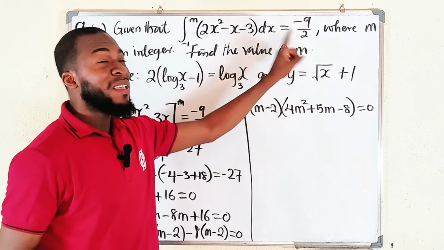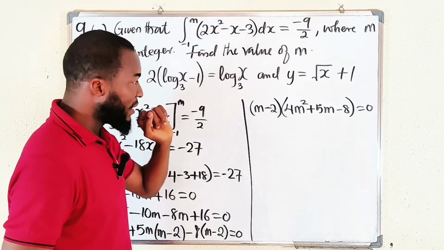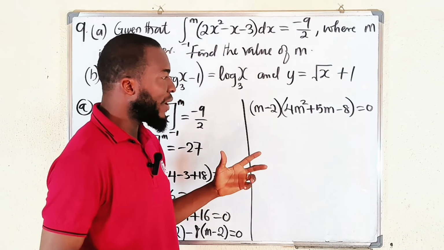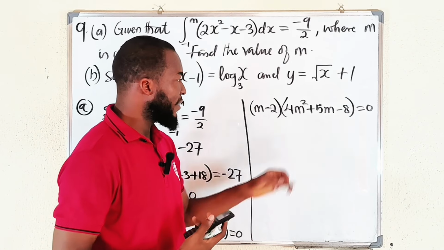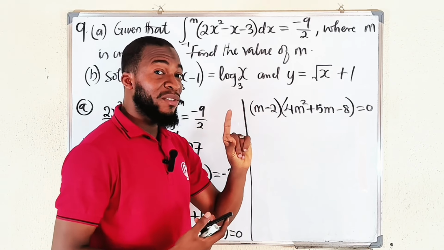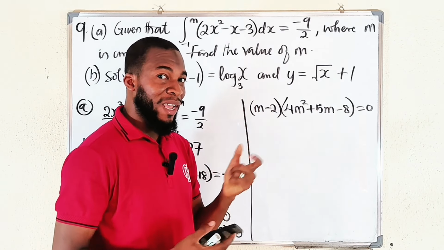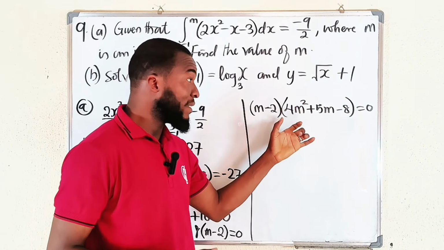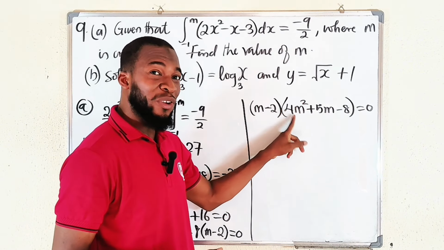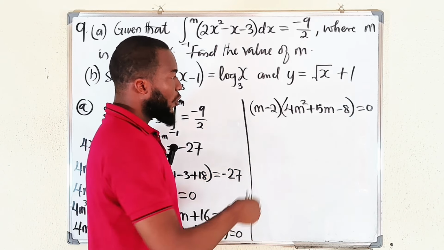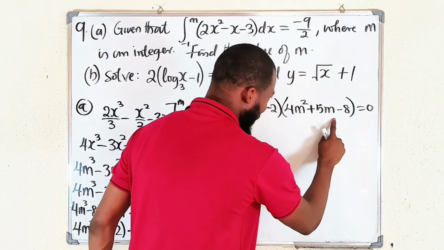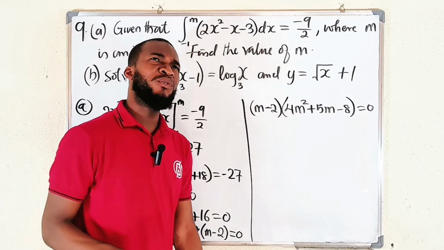Remember, they say that m is an integer. We're only looking for an integer m. We have a solution here, but not an integer. If you want to confirm, find the discriminant. If the discriminant is a perfect square number, that is when you're going to get an integer, provided the leading coefficient is not 1. So if you take b squared minus 4ac from here, it is going to give you around, is it 128?